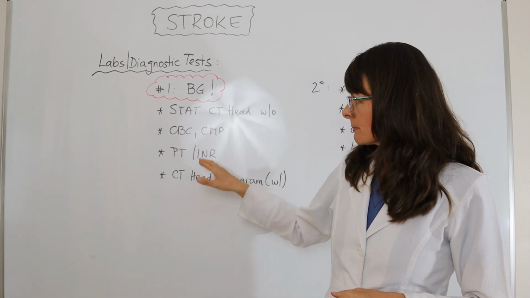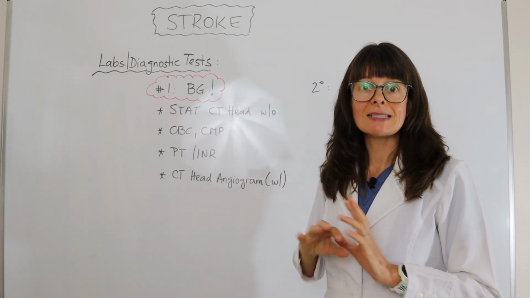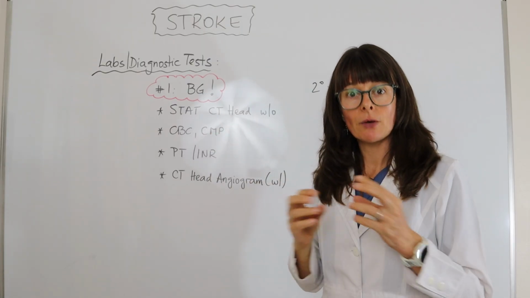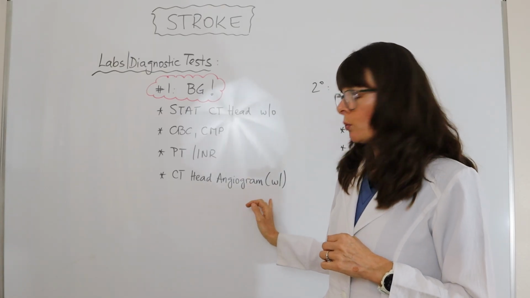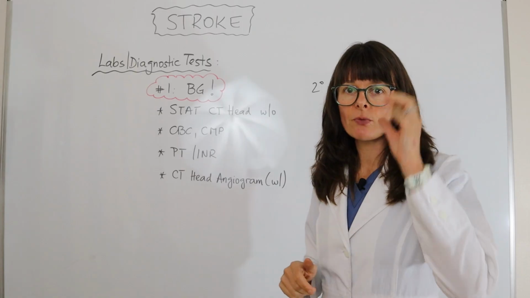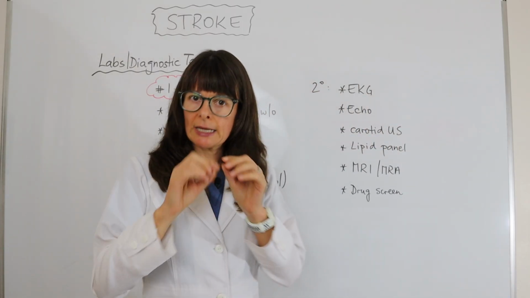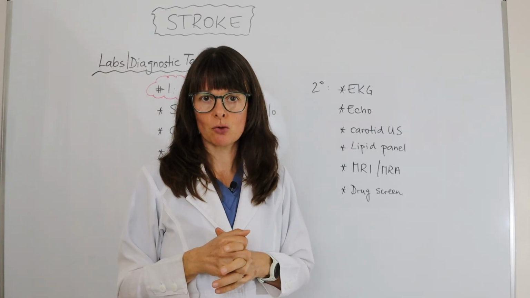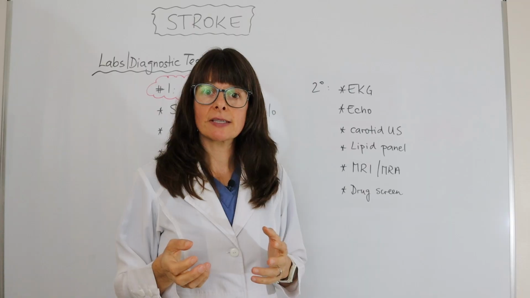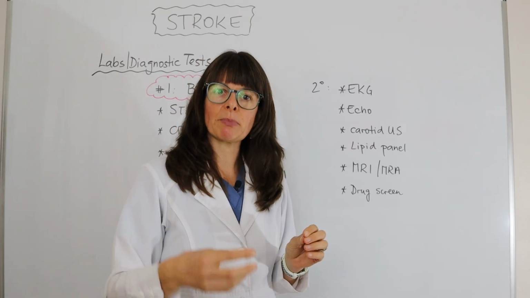And then, when the CT head without contrast is negative, so not showing any area of bleeding, we perform a CT head angiogram, which is the one with the contrast that helps us light up the blood vessels a little bit more, so that we can now see where that lack of blood flow from the ischemic stroke is.